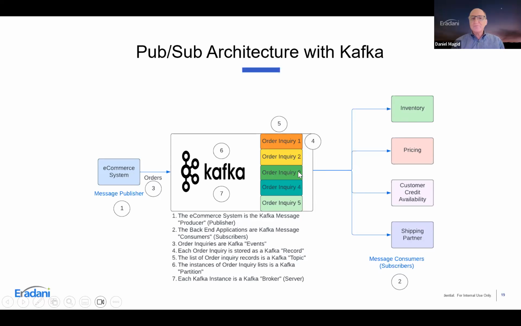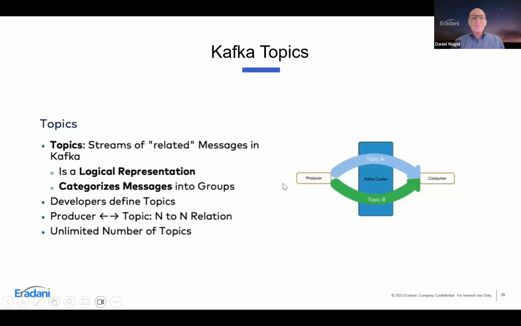And then what you have is what's called a topic in Kafka, which is basically just a list of the messages. So it's an ordered list. As the messages get published, they go to the topic, and the subscribers can subscribe to the topic to get those messages. So topics are just lists of related messages. A topic is just a bunch of messages about the same thing.